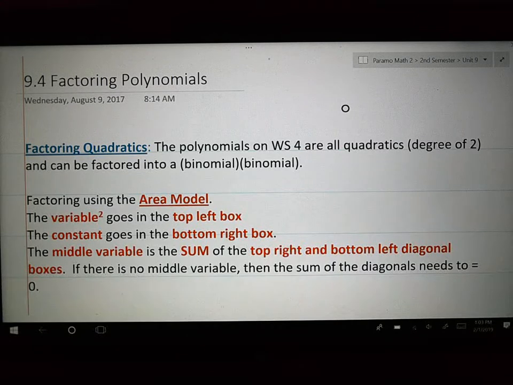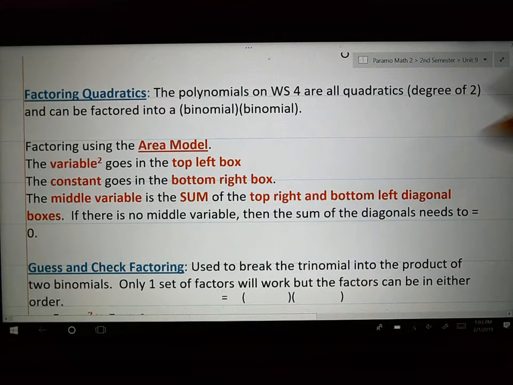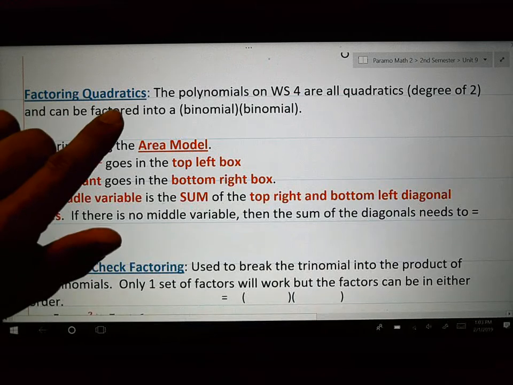So 9.4 is the turning point. And some of you are going to find 9.4, this type of factoring, a lot more difficult than what we did before, because there are multiple possibilities when you start, but only one of them is going to work. So that is what we're going to try to do: learn a new way to factor. The things that we are doing are all quadratics.